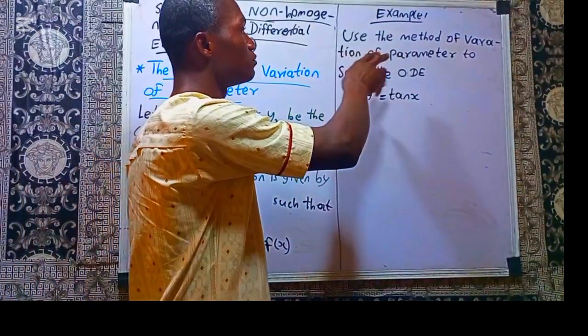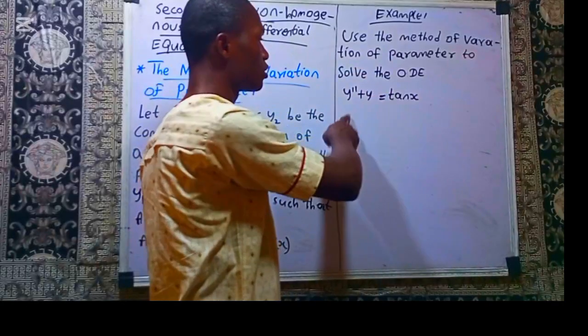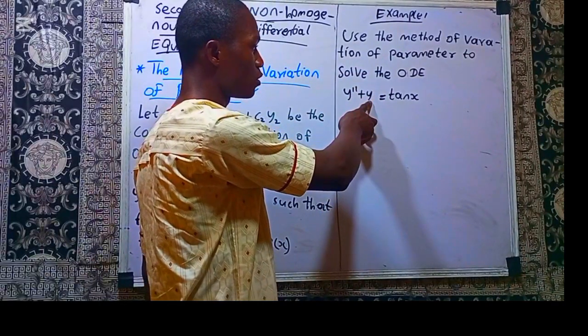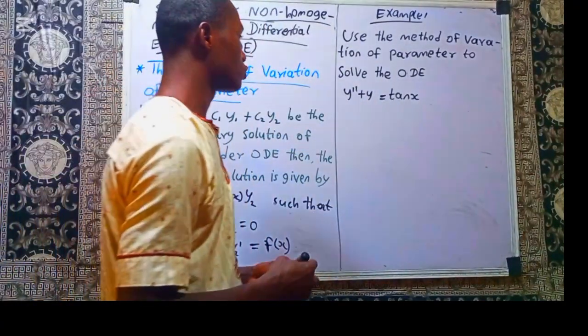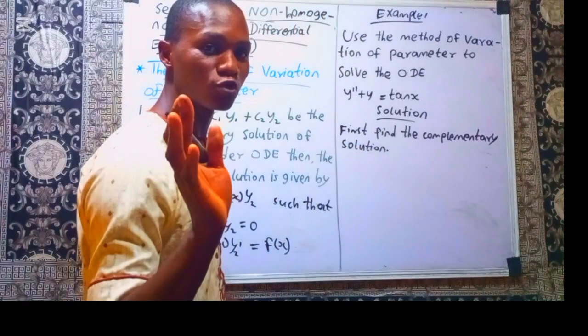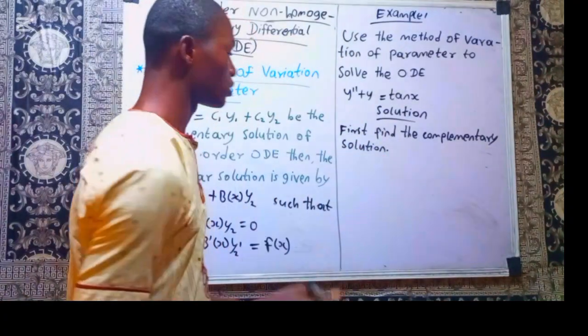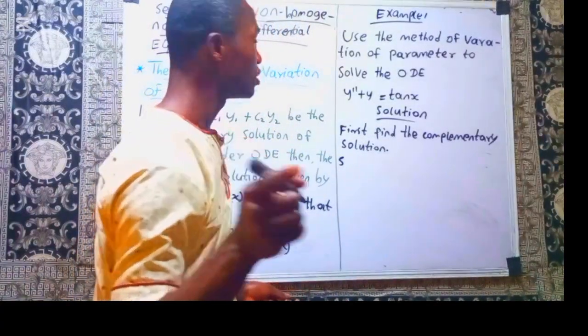Use the method of variation of parameter to solve the ordinary differential equation y prime prime plus y equals tan x. So this is what we want to do. So let's start the solution. I've written it down. The first thing you have to do is to find the complementary solution. Next, you know how to find your complementary solution.